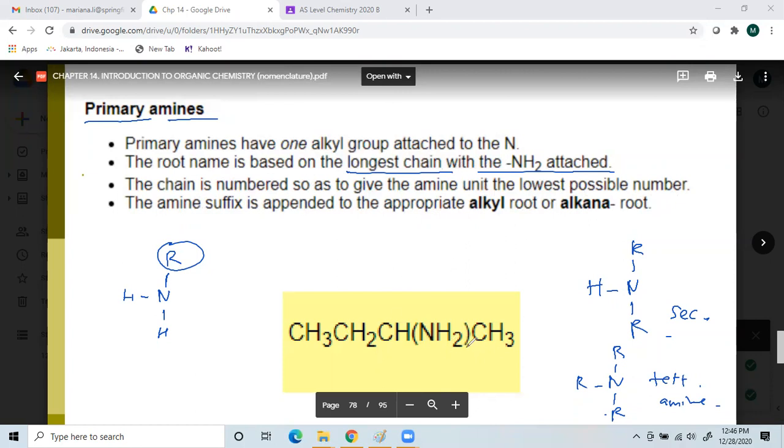Okay, so now let's try to give a name for the compound in the yellow box. If I separate NH2 here and then give a number, I should give the number from the right, because I need to give the lowest possible number for the carbon that is attached to NH2. So what's the name for this? How do you think? Yeah, the name is 2-aminobutane.